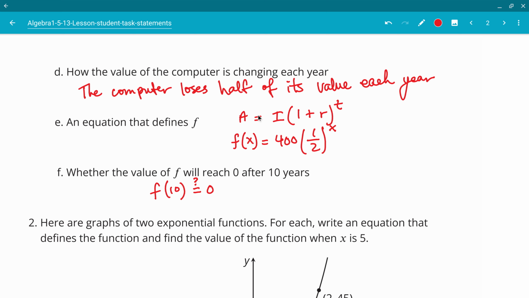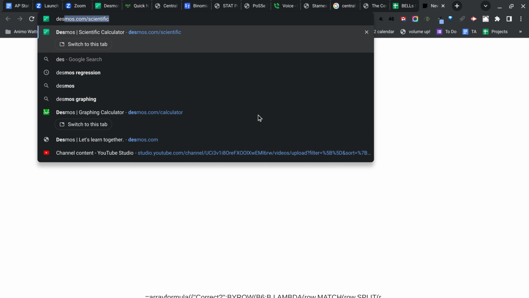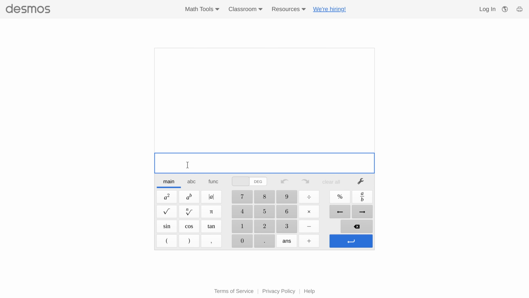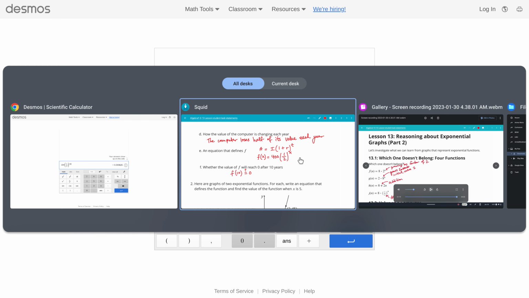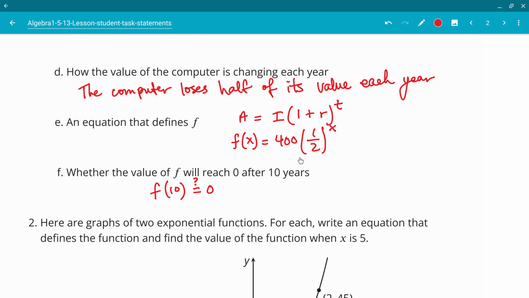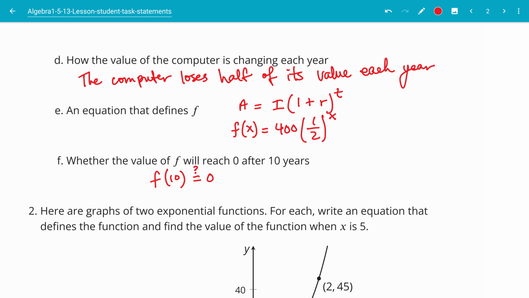So let's try Desmos, and we'll do 400 times 1/2, raised to the 10th power, and it looks like it's about 39 cents. So f of 10 is actually about 39 cents. So no, the value of f will not reach 0.